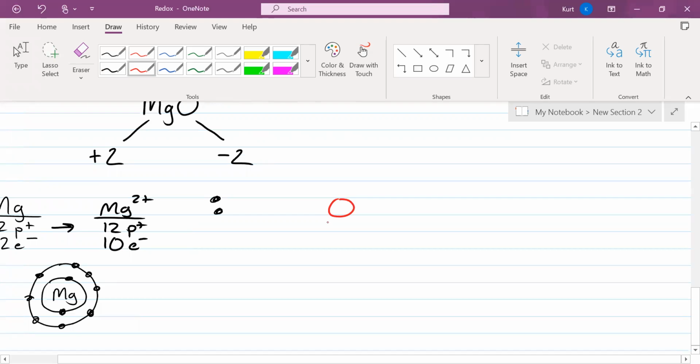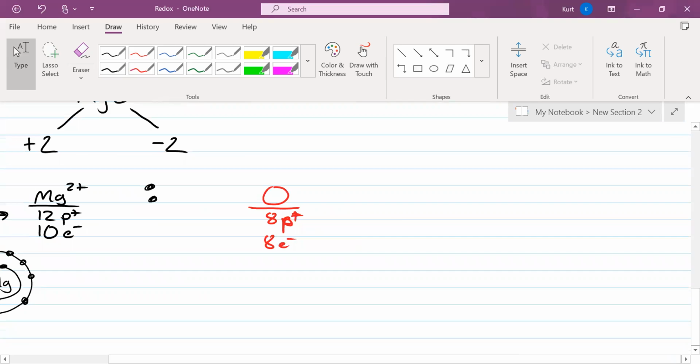Okay, and the other element is oxygen. Let's take a look at O. How many protons does it have? 16. How many electrons does it have? Oh yeah, I don't know why I thought 16. I'm thinking O2. Excuse me. Just 8. How many protons does it have? 8. Okay.